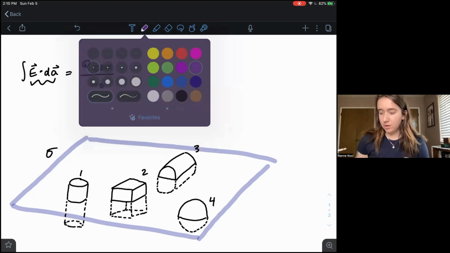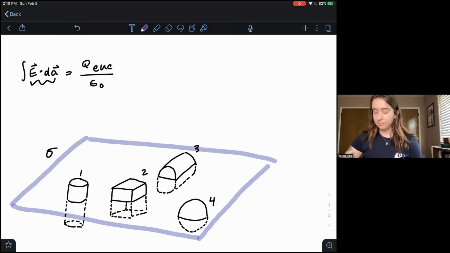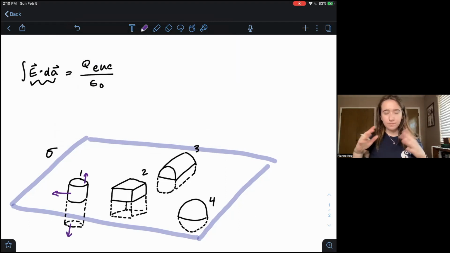So I'm going to take purple. Number 1, the first one, has the dA vector up on top like that. And then on the side, it looks like that. And then there's one on the bottom like that. So on each different surface, there's a different dA vector. And you can imagine on the first one, since it's spherically shaped, that they're all pointing radially outward from the surface.